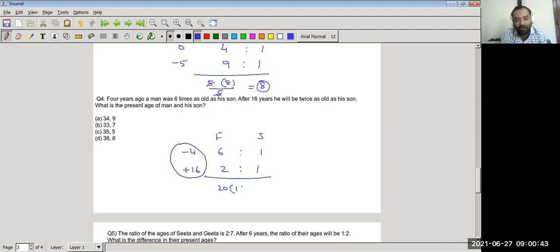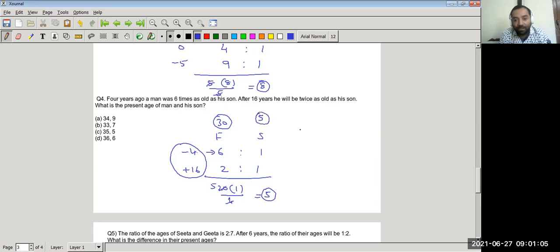2 minus 1 is 1. 6 minus 2 is 4. So 4. So 1 unit value is 5. Now 5 times 6 is 30. Father age is 30. Present age is, no, it is not present age. It is 4 years ago. We are multiplying with this factor. So it is 4 years ago. Son will be 5 years ago.